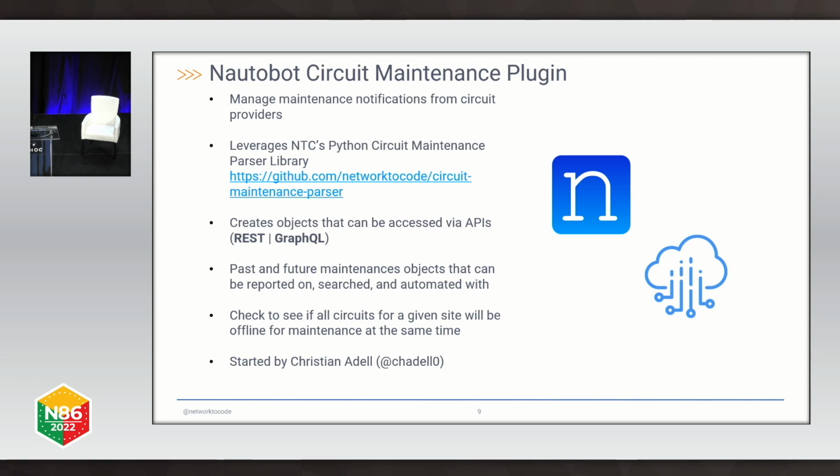And then lastly here, we're going to show how we can actually check to see if there's any overlapping maintenance that goes on with your dual carrier environments, so that you're able to say, all right, there's going to be a complete outage. You can take action to call the carrier and say, hey, can you move your maintenance? That way the site doesn't take an outage, or at least to notify the end users of that. And last call out here, this was all started by Christian Adele as part of a hackathon at NTC.